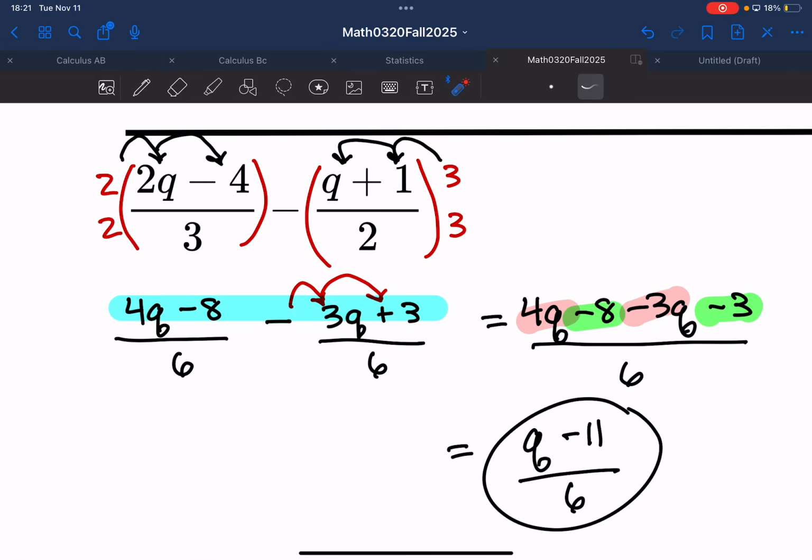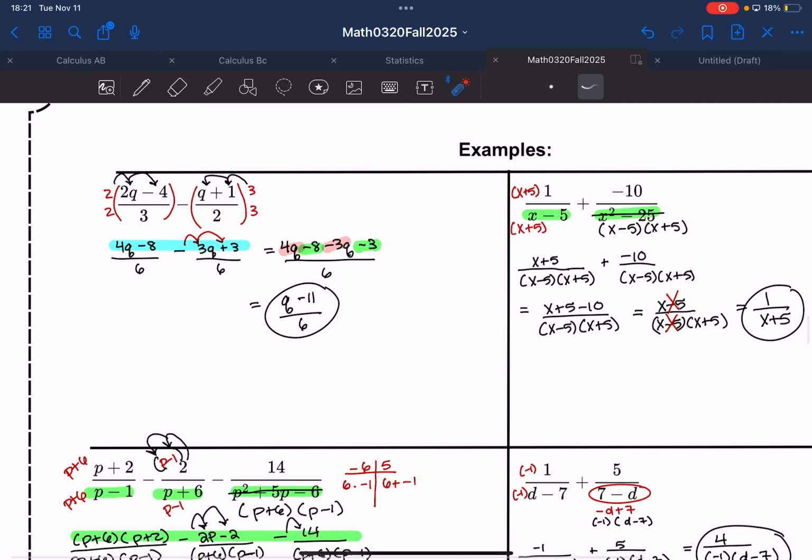Any other questions? I know this is everyone's always least favorite because it's fractions.